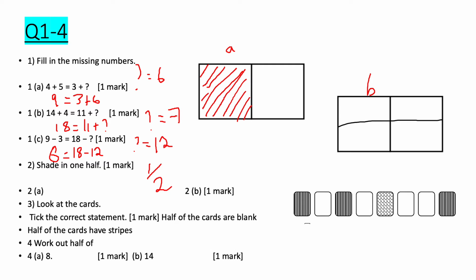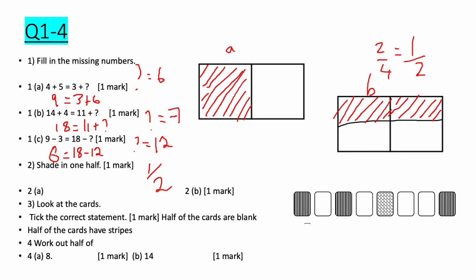For part B, so shading 1/2, well, I've got 4 parts here, so that's going to be 1/4. 1/4 and another quarter is 2/4, which is equal to 1/2. Because if we think about it, 2/4 is equivalent, i.e. the same as 1/2. Dividing 2 by 2, I get 1. 4 divided by 2 is 2.